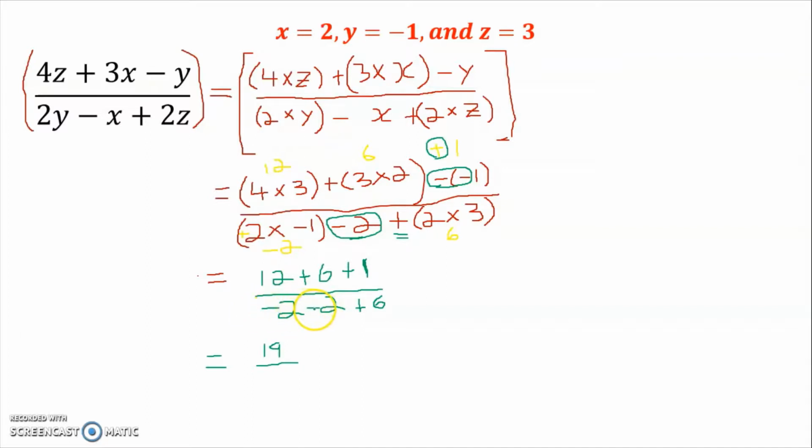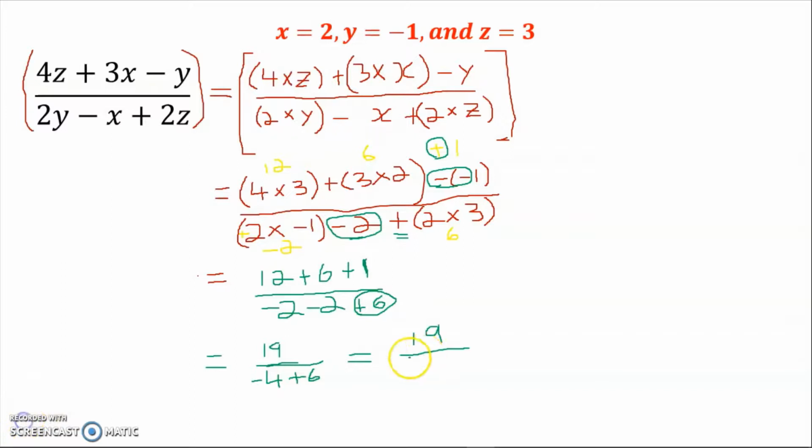The signs are the same. When the signs are the same, we add and we keep the sign. So 2 plus 2 is 4, so that's negative 4. So negative 2 minus 2 is negative 4, plus 6. We bring down that plus 6. So we get 19 over negative 4 plus 6. Now this can be simplified further to give us 19 over whatever the result is when we add negative 4 to 6.